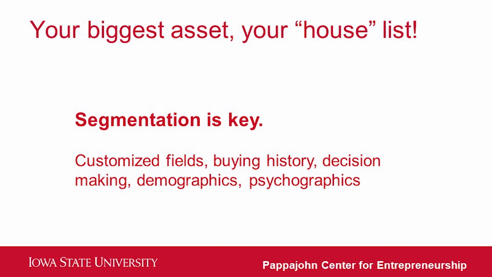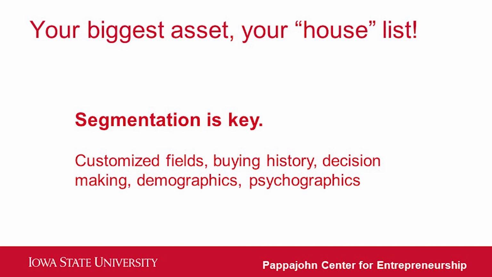Okay, so moving along, I wanted to talk about the house list. And this is the last thing I'm really going to cover today. I've mentioned this a few times now throughout this presentation, but your house list is one of your biggest assets as an entrepreneur, as a business owner. The most important thing is that segmentation is key. And you can do this simply by creating an Excel sheet.